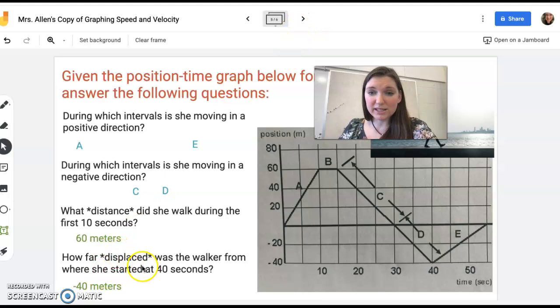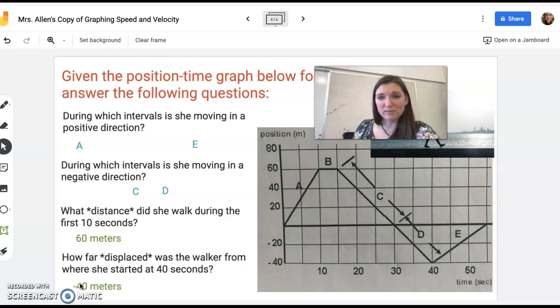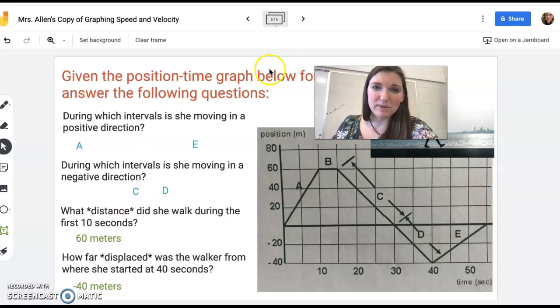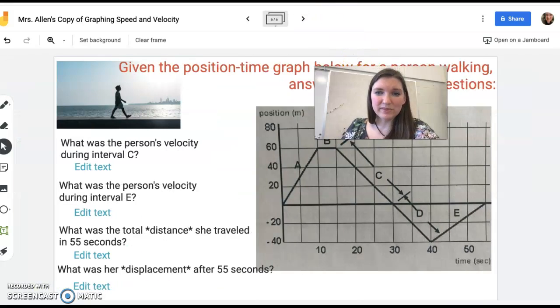And again, with displacement, we can show whether it's like a positive or negative value, whereas distance is always going to be a positive number. It's just like how many steps you take. You can't take negative steps, but you can go in a negative direction. So displacement can be negative, or it can be in a certain direction.